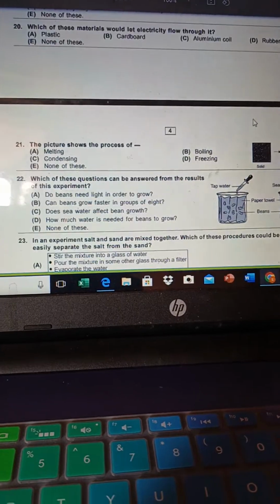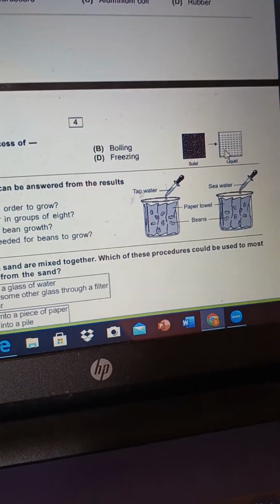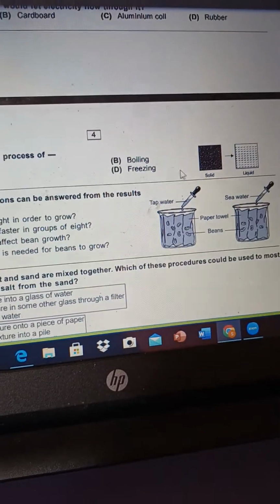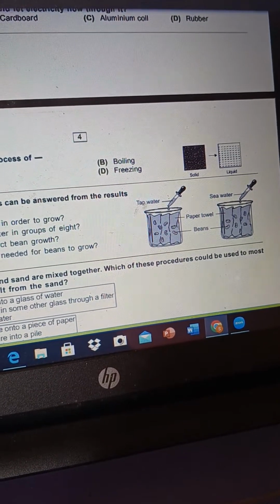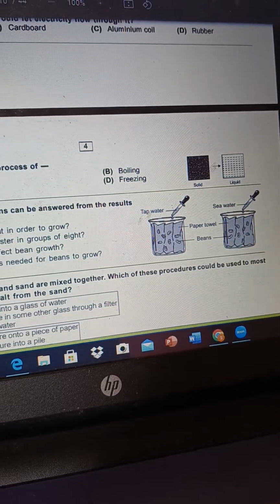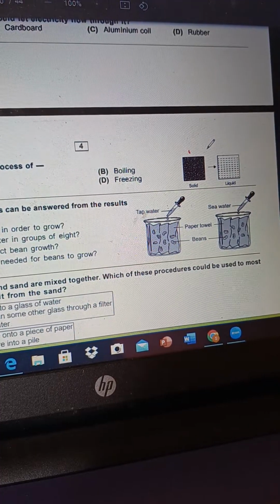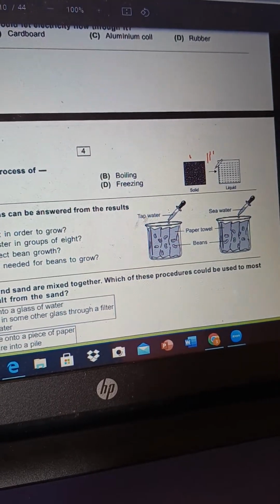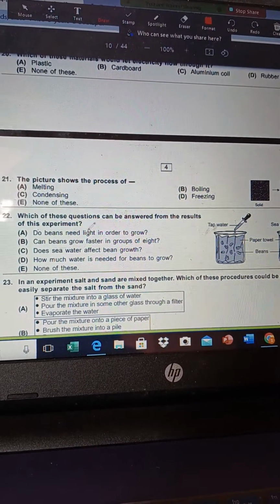Number 21. The picture shows the process of from solid it is becoming a liquid. It is melting, because see, you can say, ma'am, it can be boiling also, but it is not boiling. Why? Because if it would have been boiling, then some vapors would have been showed in the picture, like this type of vapors. Maybe it be showed here or here, some vapors would have been showed. The vapors are moving out, so it's not boiling. It will be melting.